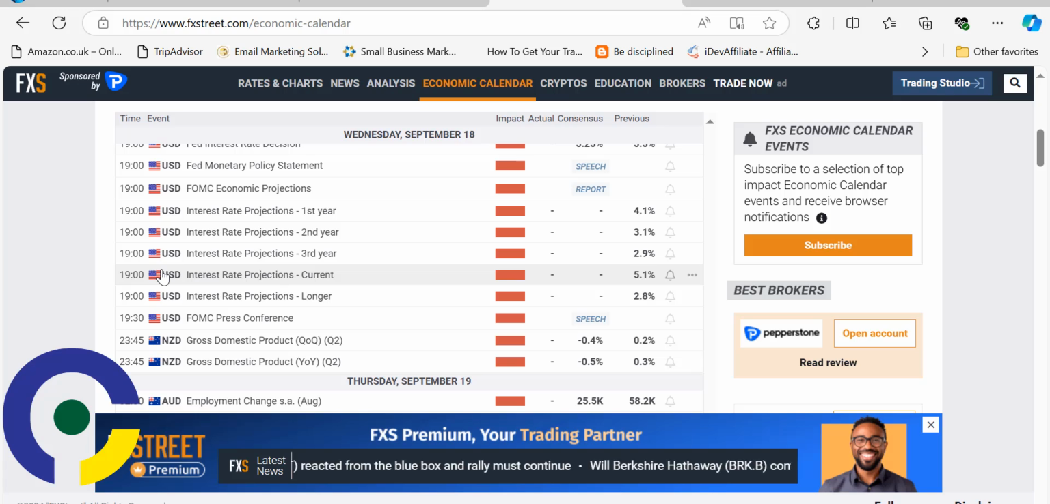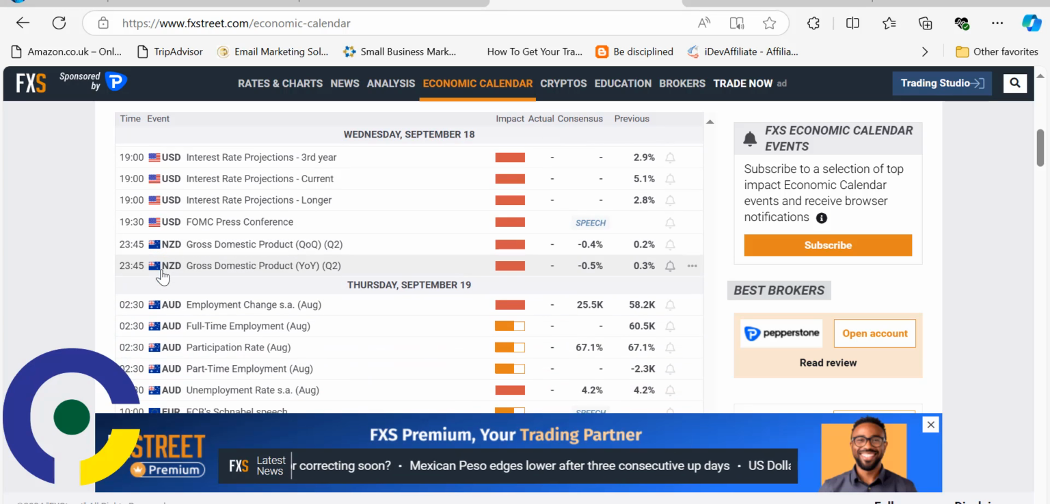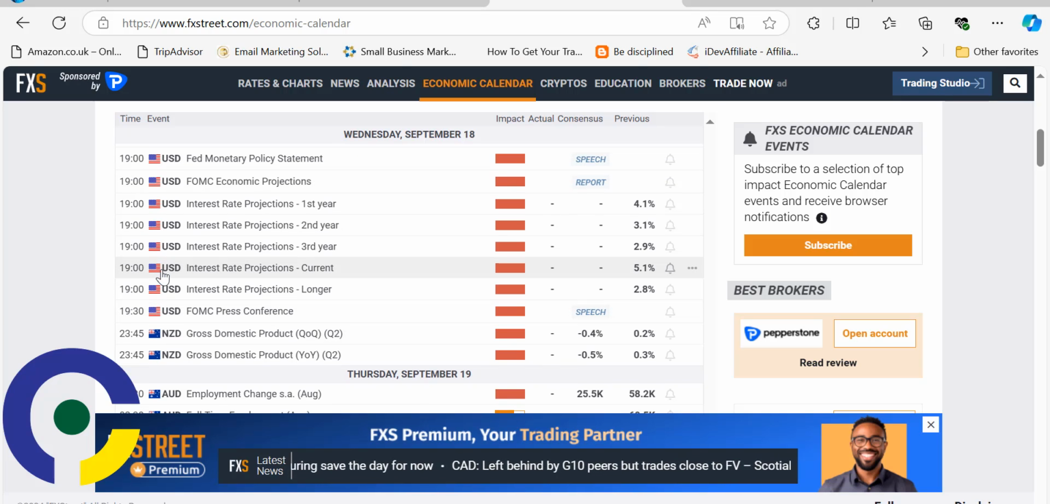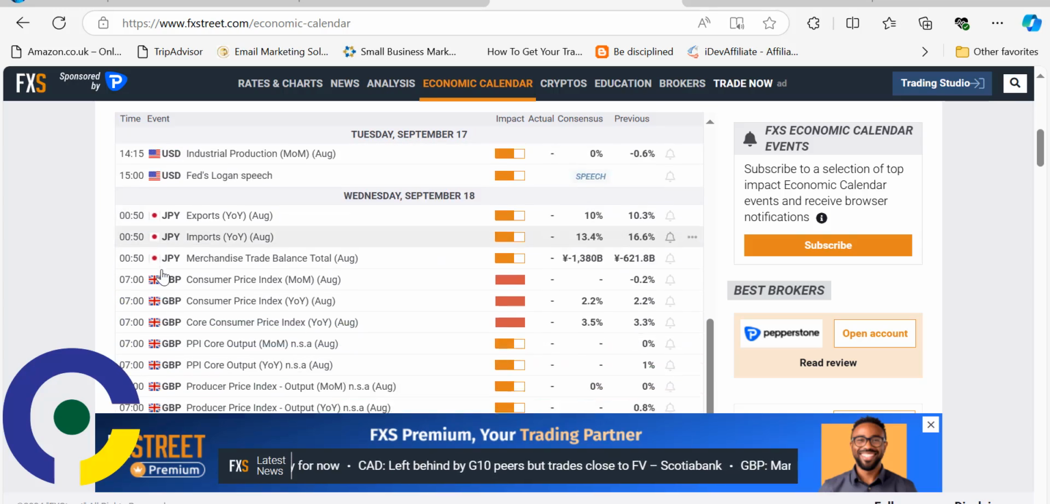Do you understand? Anything can happen here because gold is going to become erratically volatile. Yes, and if it's still trading in the upper region, you want to be very careful. So watch it. Wednesday is the day. Okay, 7 p.m., 7:30, and then New Zealand gross domestic product quarter on quarter and year on year for quarter two will be happening at 23:45 GMT plus one. So you want to really check that.